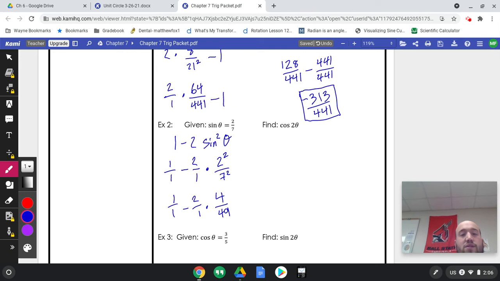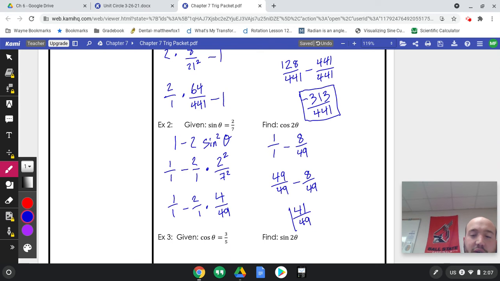Keep in mind PEMDAS, so order of operations matters. We need to multiply before we subtract. So we'll multiply: 1 over 1 minus 8 over 49. Now 1 over 1, we can rewrite that as 49 over 49. It's the same thing as 1 over 1. We subtract that, we get 41 over 49. Double check if you can simplify, but 41 is a prime number and does not go into 49, so we are good.